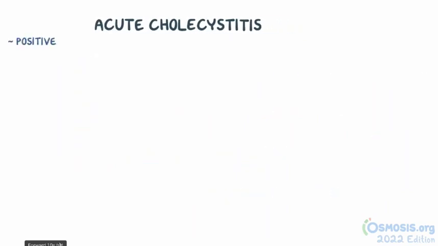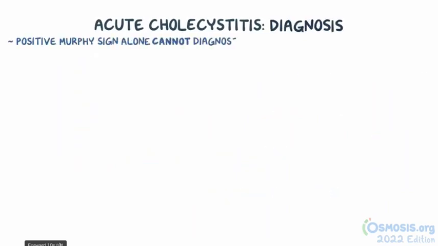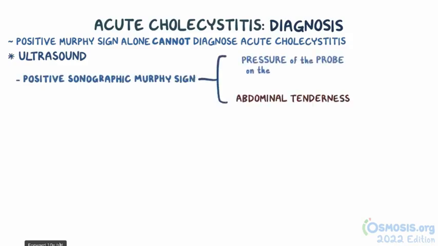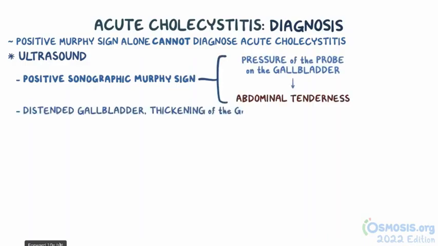However, a positive Murphy sign alone cannot diagnose acute cholecystitis, so an ultrasound is usually done next. A right upper quadrant ultrasound may also result in a positive sonographic Murphy sign, which is abdominal tenderness caused by the pressure of the probe on the gallbladder. It'll also show a distended gallbladder, thickening of the gallbladder wall, and fluid around the gallbladder.